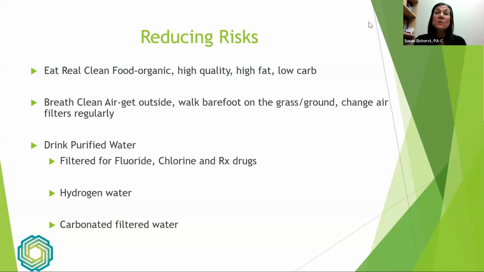And then drink purified water. Get a good water filter, Berkey filter, whole house reverse osmosis, a Go Pure. It's a great little pod you put in a bottle of water. Pulls out all these extra chemicals to help get your water clean. Most people don't know that there's byproducts of birth control pills in our water, other pharmaceuticals. There are microplastics in our water. We need to filter this out so it doesn't become part of our body and disrupt our inflammation cycle. Drinking hydrogen water can be really helpful to get better oxygenation and hydration to the cells. And then carbonated filtered water is a great alternative to sodas.